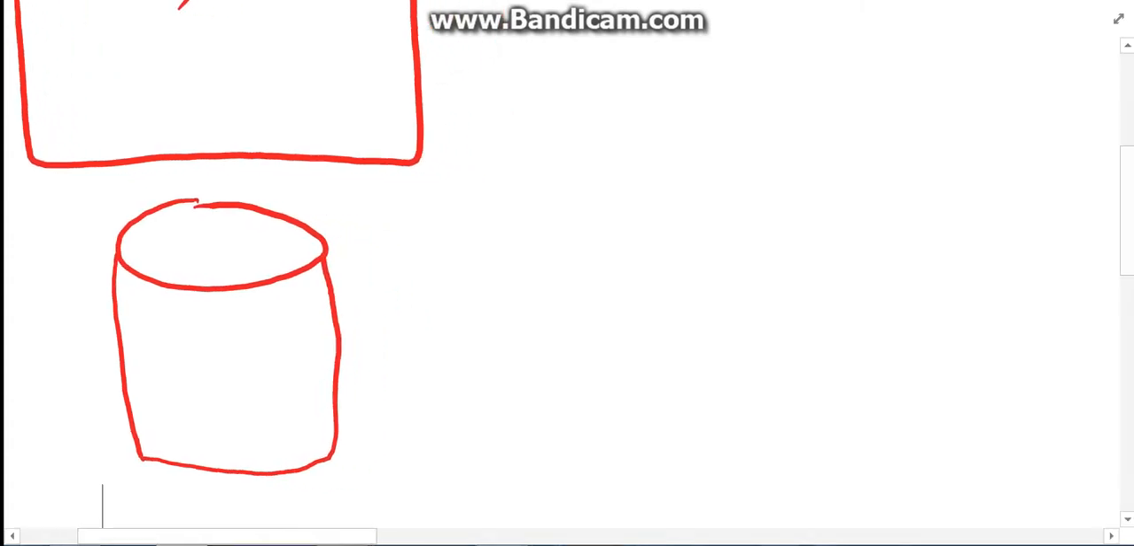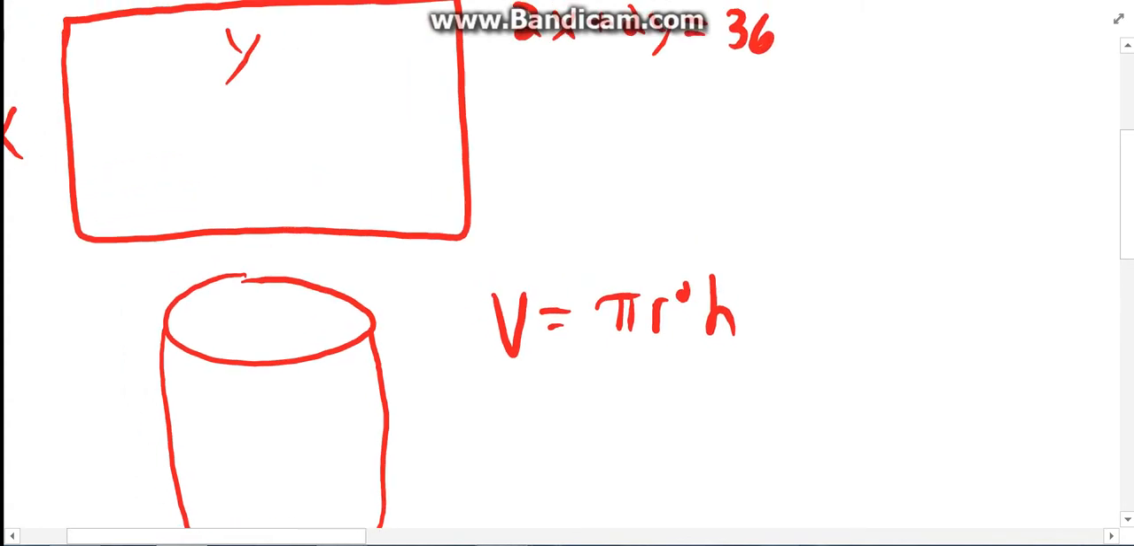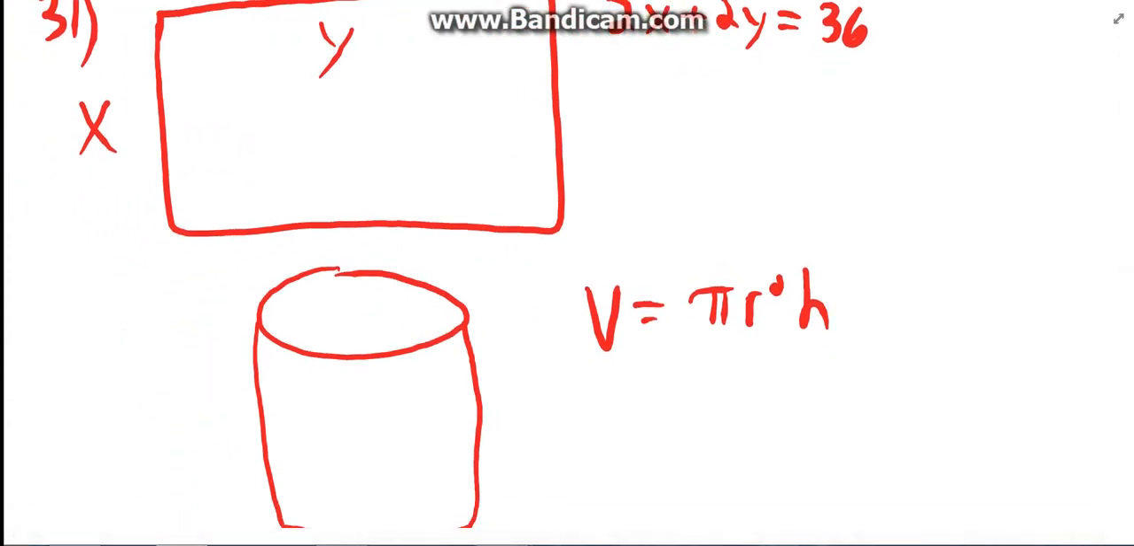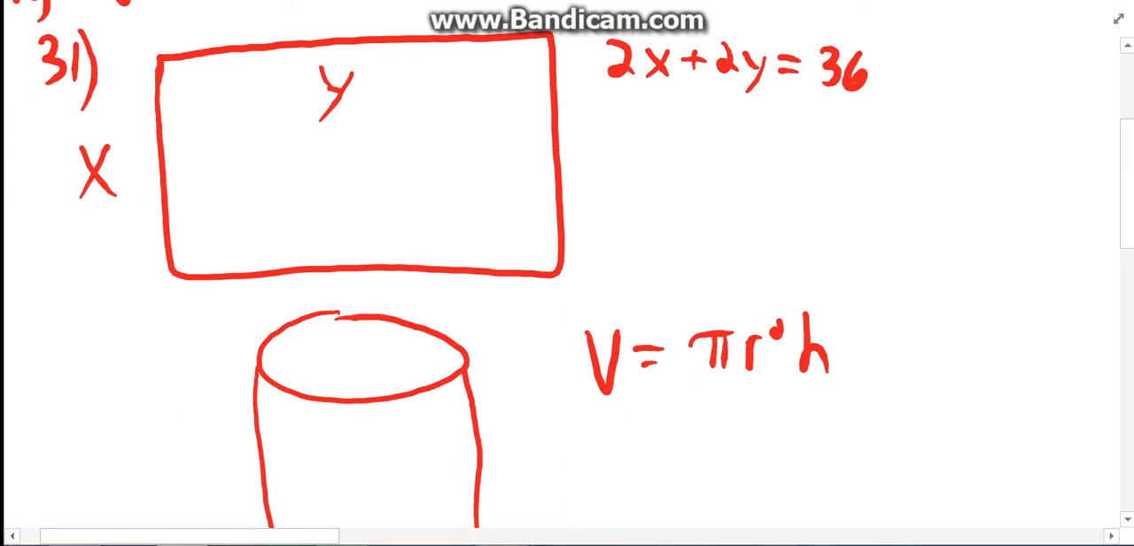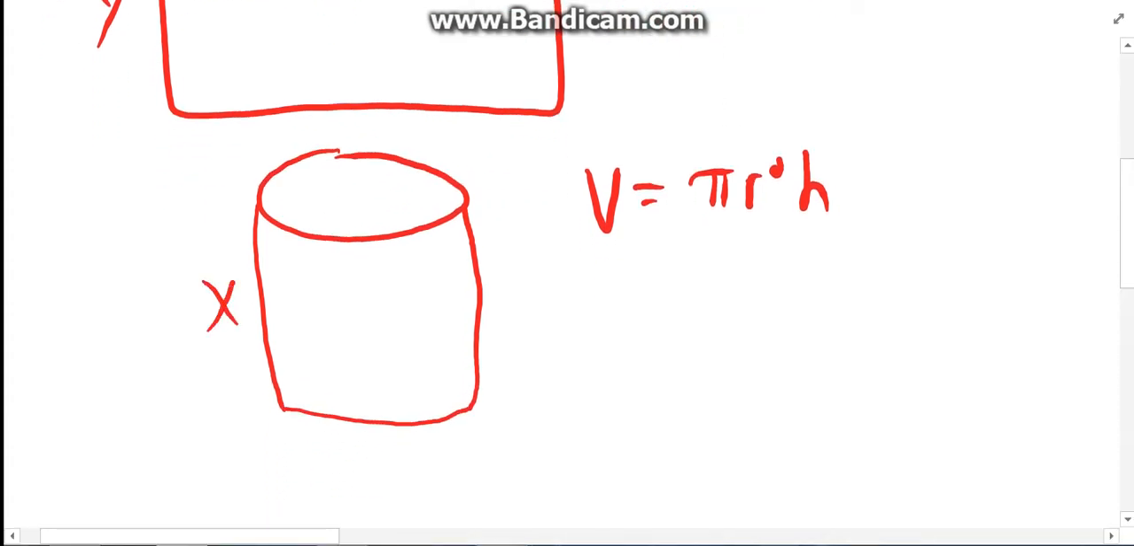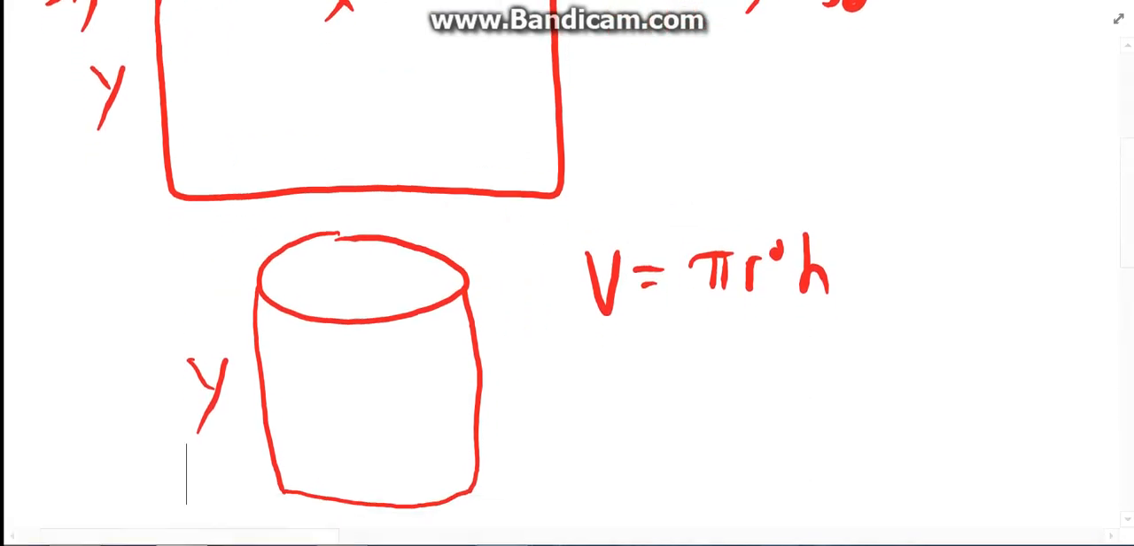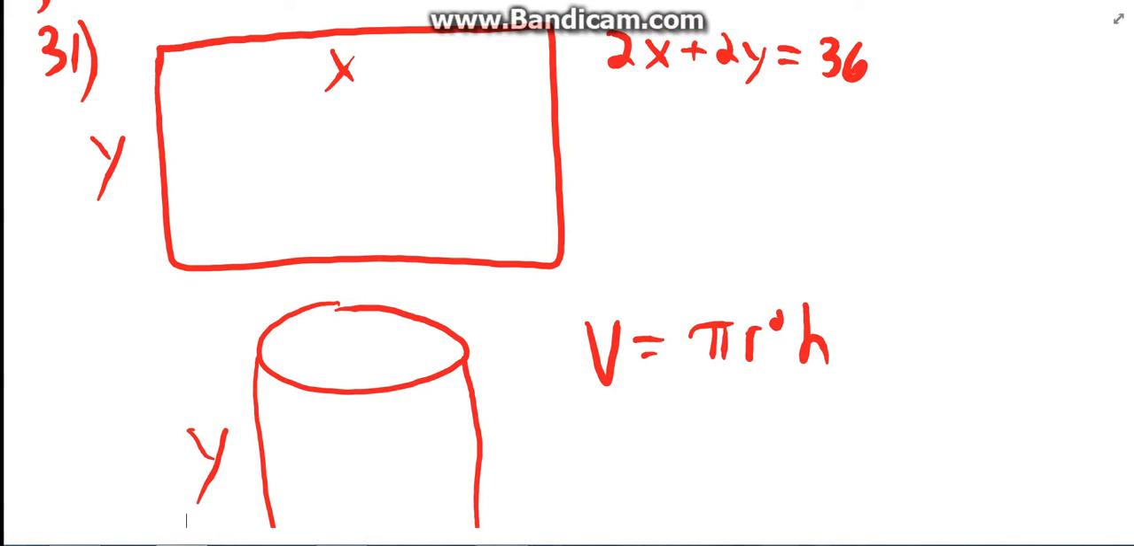So the volume of a cylinder is pi r squared times height. Now, in terms of our variables that we started with, what's the height of this thing? Oh, you want it to be y? Well then, let me change these then. Okay, if that was the consensus, then fine. All right, yeah, the height's y. But the radius doesn't come out as nice.